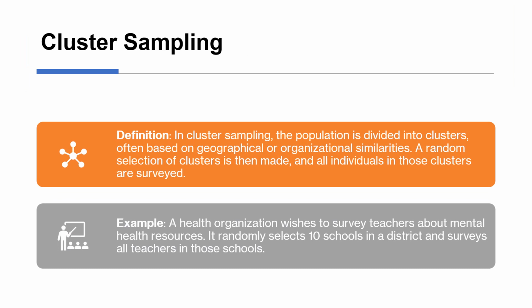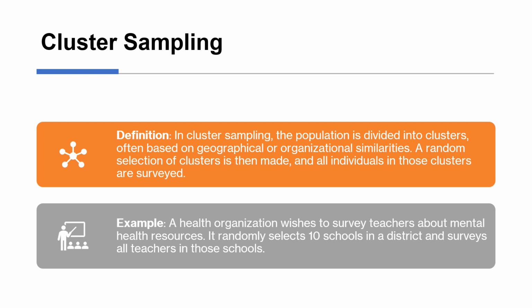Cluster sampling is a way that you might divide a geographical area or a bunch of groups into clusters and then randomly pick one cluster to include in your sample or survey. An example might be if you wanted to survey teachers about mental health resources, you could send out a survey to every teacher in the country. However, you could instead pick randomly 10 schools in a district or in a state or in a region, and based on those 10 schools, survey every teacher in that school.